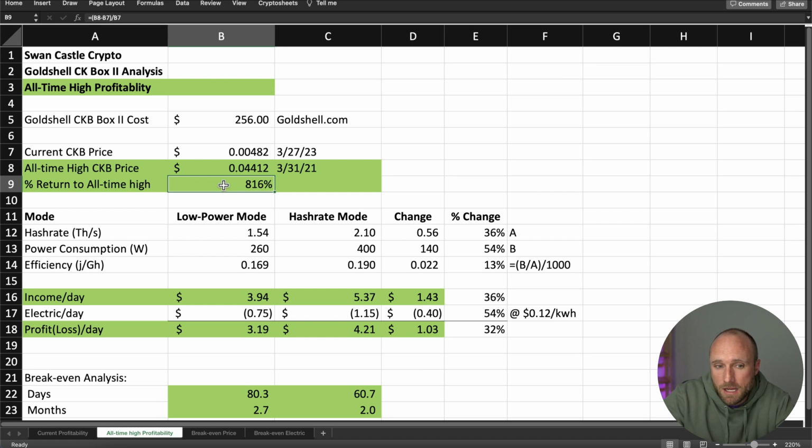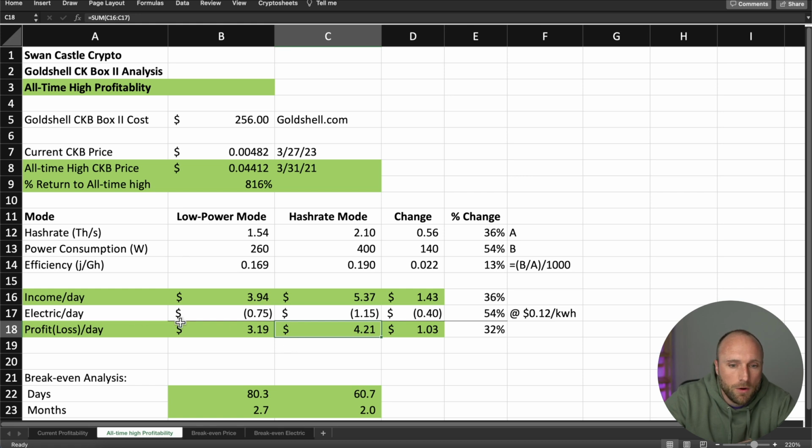Now, if we were to see all-time high prices for the CKB token, our income per day would increase dramatically. On the low power mode, we'd have income generating of $3.94 per day. And on the full hash rate mode, we'd have $5.37 per day. So after electric, you're looking at profit on low power mode of just over $3.19 per day. And then in full hash rate mode, we're looking at $4.21 per day.